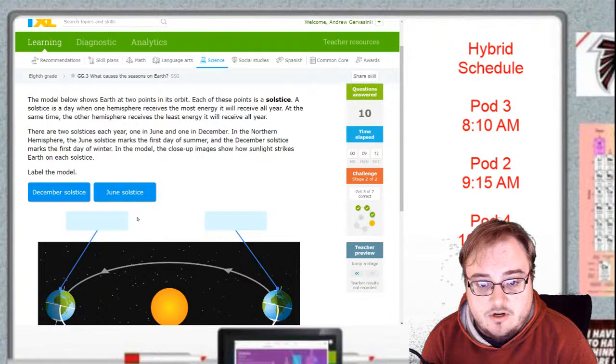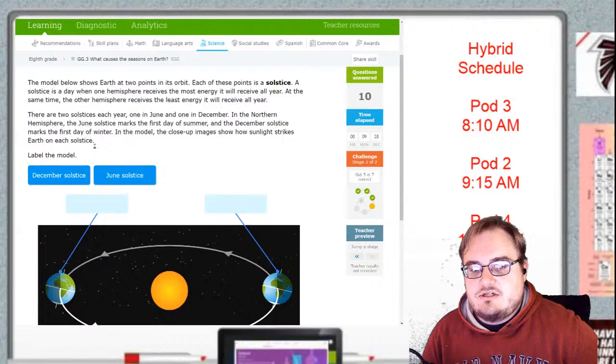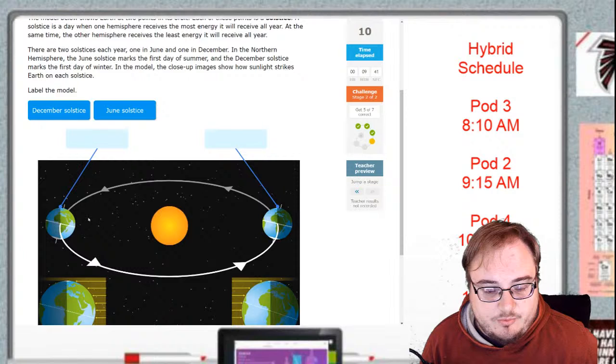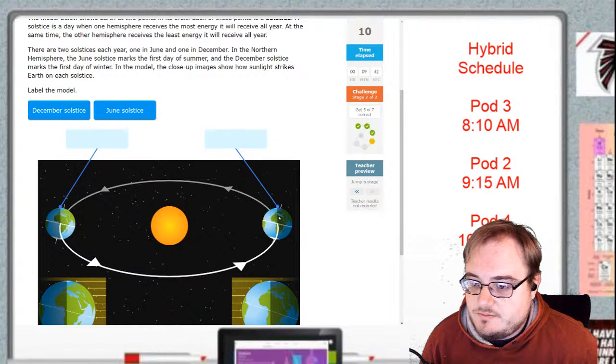In the model, the close-up images show how sunlight strikes Earth on each solstice. Label the model. So which one's the December, which one's the June solstice? And I'm assuming we're doing this for the northern hemisphere, because we're kind of pointed at the northern hemisphere. So we're tilted away from the sun here in B. Here we're tilted towards the sun. So I'm going to go with this is the June solstice, summer in the northern hemisphere, and this is the start of winter in the northern hemisphere.